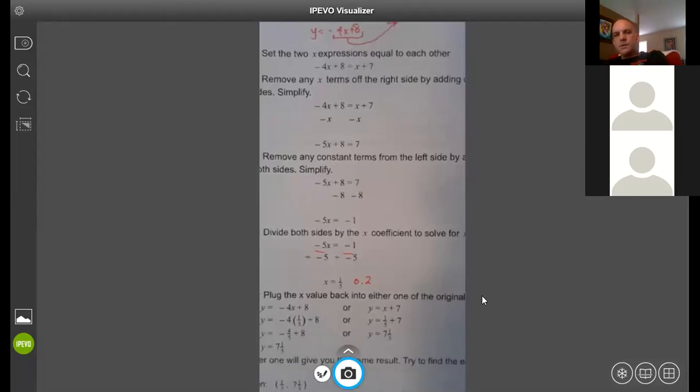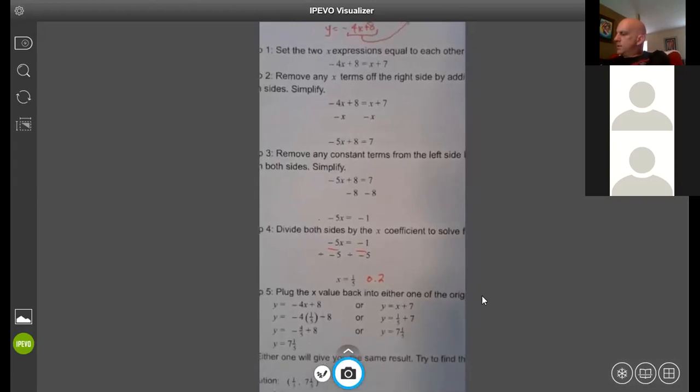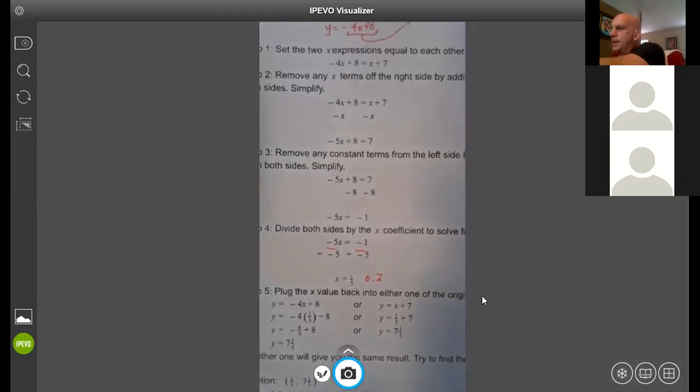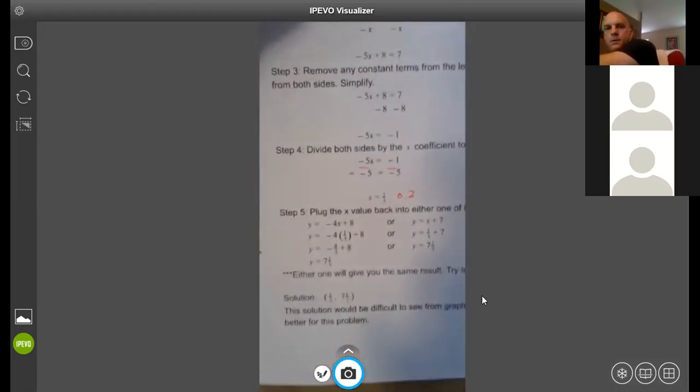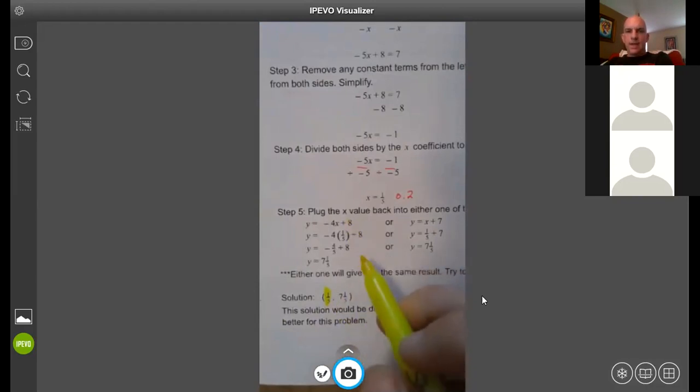So that's what I said here. Either one of these things should give you the same result. So just try to find the one that is easier to evaluate. All right. And so this then is our final answer down here. So this 1/5 was our x value, right, that we found from substitution. And then we substitute back in to find our y value in either equation, okay?